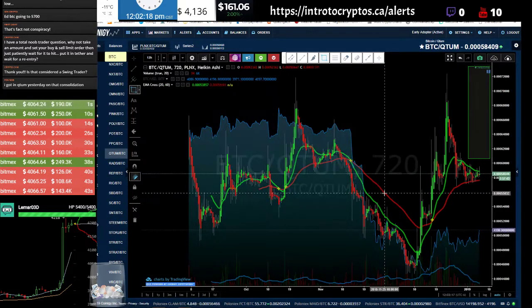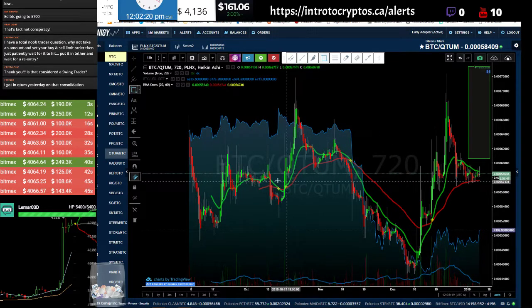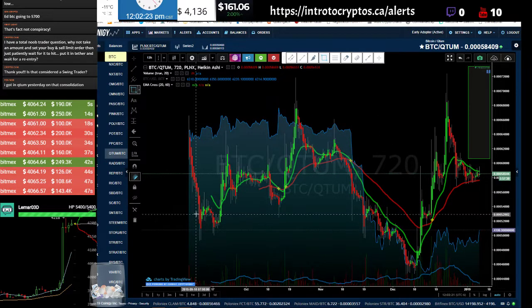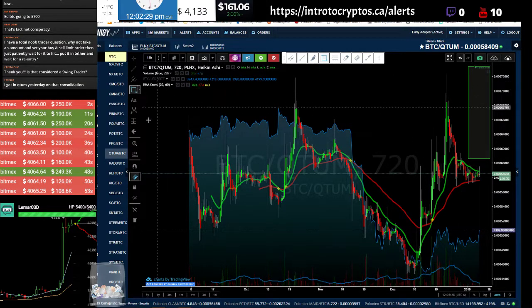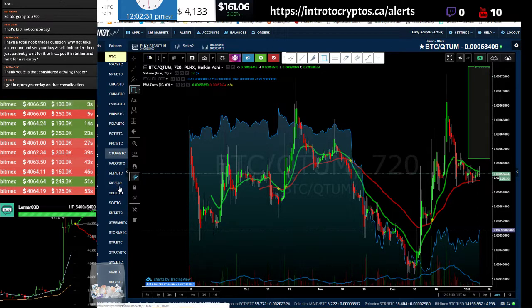I bought Quantum, but I'm pretty sure I bought it back in October. And so then I was sitting on quite a loss, and it's come back up to pretty much zero now, flat to where I bought on it.